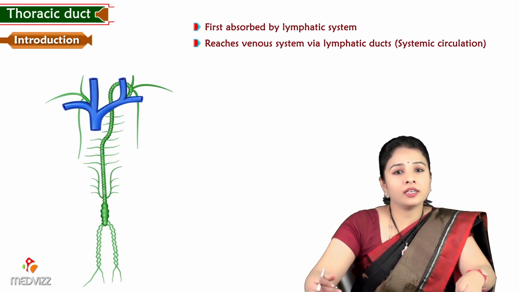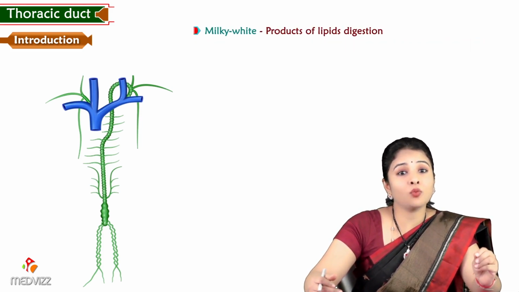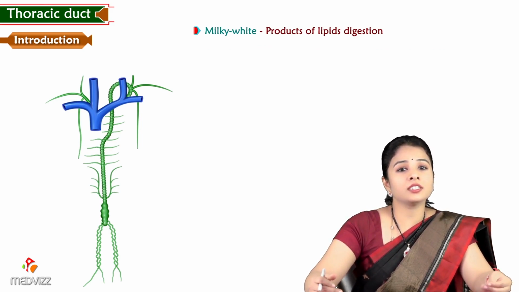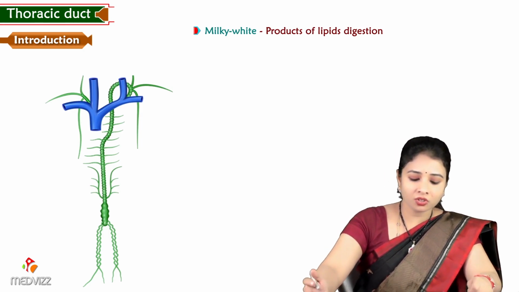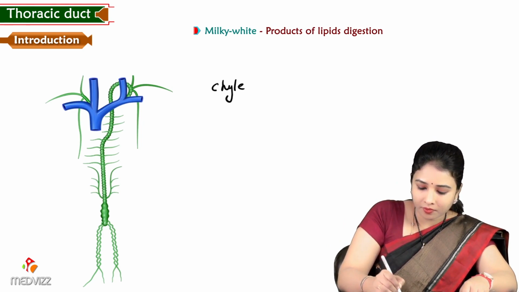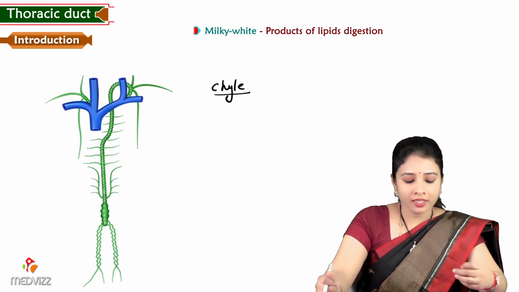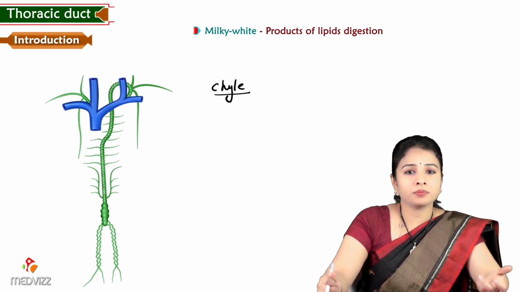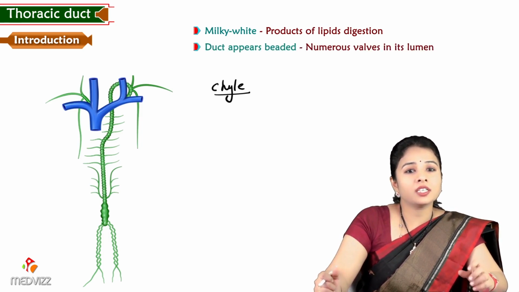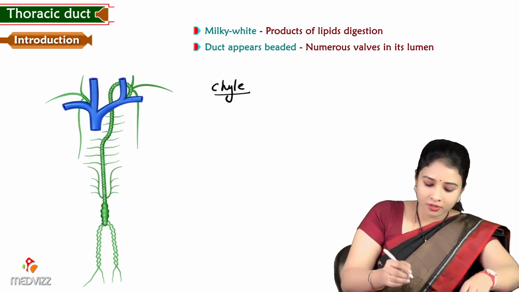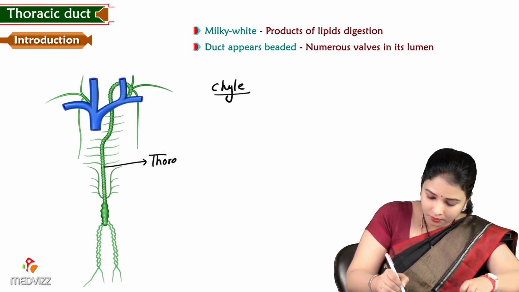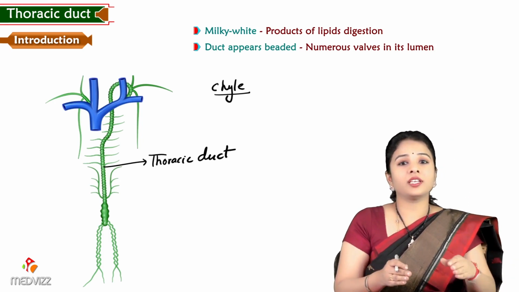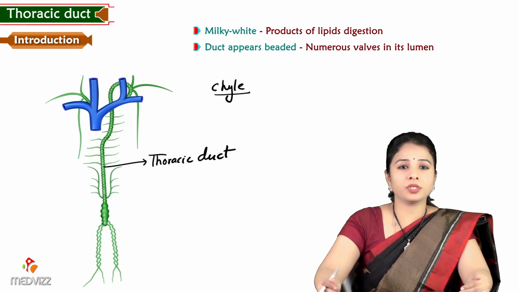So that is the reason the lymph in the thoracic duct is milky white in appearance, because it contains the products of lipid digestion. This product of lipid digestion is called chyle. So from the small intestine, we see the lymphatics are milky white in appearance due to the presence of chyle within them. The duct appears to be beaded due to the presence of numerous valves in the lumen. So we can see the thoracic duct beaded in appearance because of numerous valves.